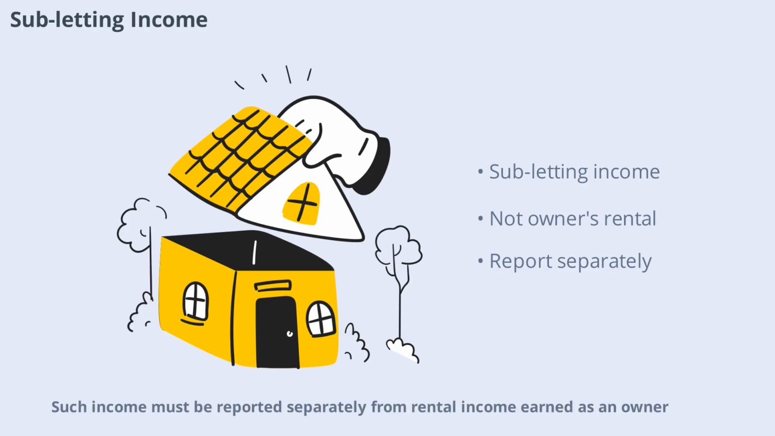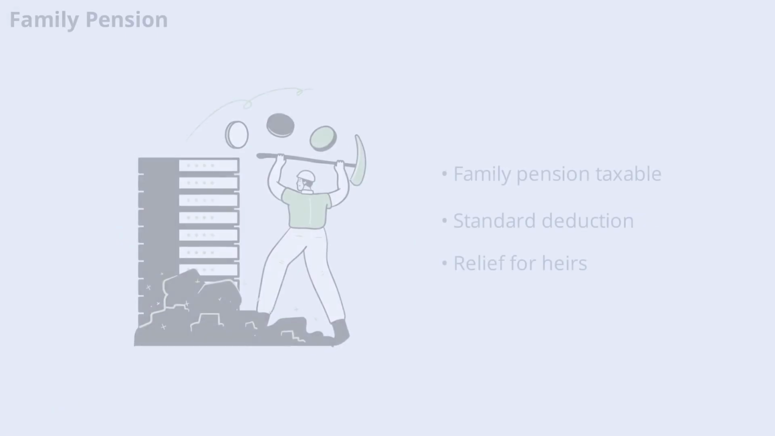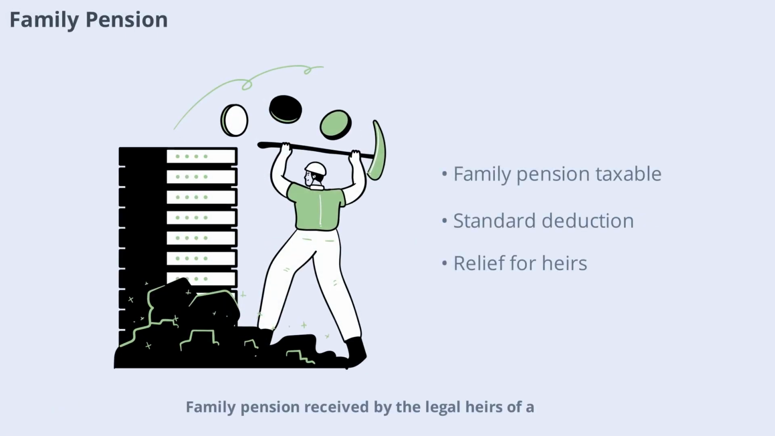Such income must be reported separately from rental income earned as an owner. Family pension received by the legal heirs of a deceased employee is taxable under income from other sources. However, a standard deduction is allowed, 1/3 of the pension or Rs. 15,000, whichever is less. This provides some relief to the recipients and ensures fair taxation.